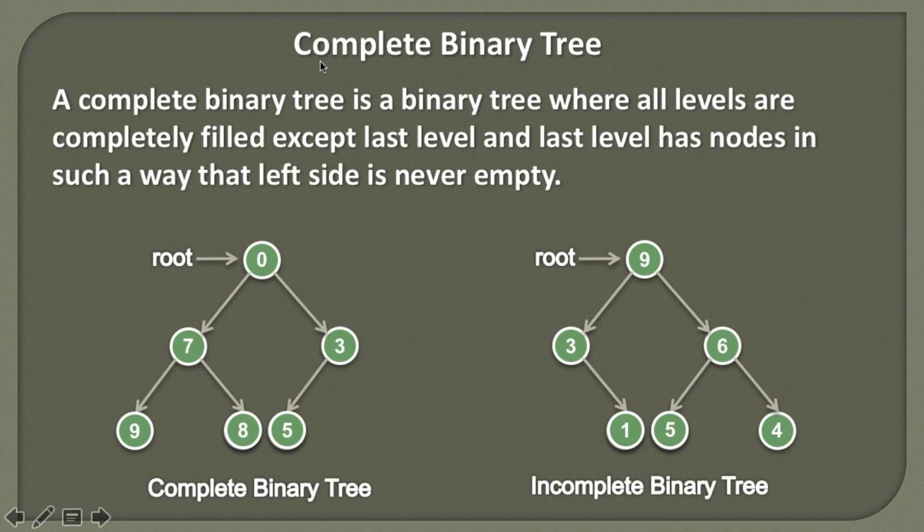So friends, as we discussed in our previous slide, a binary heap is a complete binary tree. So what do we mean by a complete binary tree? As per the definition, a complete binary tree is a binary tree where all levels are completely filled except the last level, and the last level has nodes in such a way that the left side is never empty.